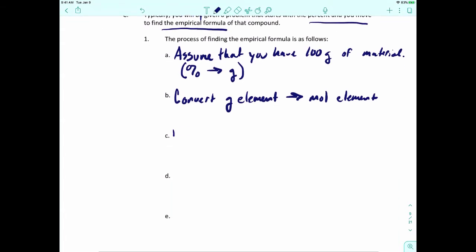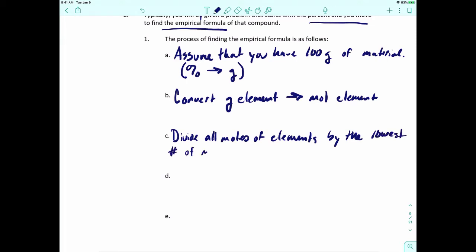All right. The second step is this: convert the grams of the element to moles of the element. And then, third step, we divide all the moles of elements by the lowest number of moles. And what we're trying to do is something called normalization. By doing this normalization, at least one of your numbers is going to be a 1. So that's the normalizing.